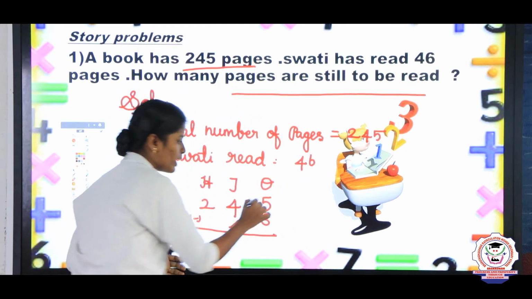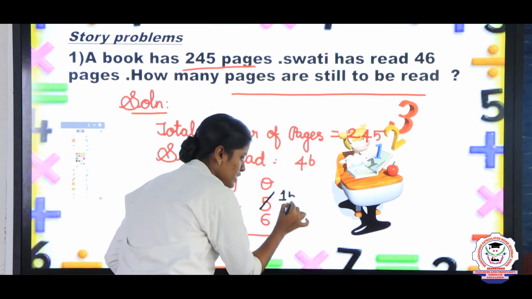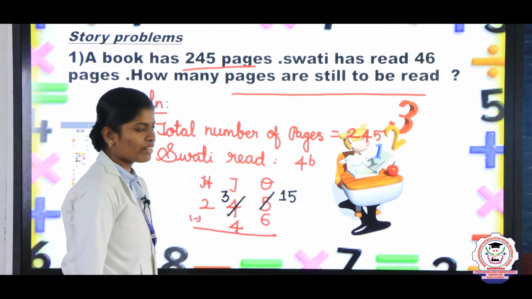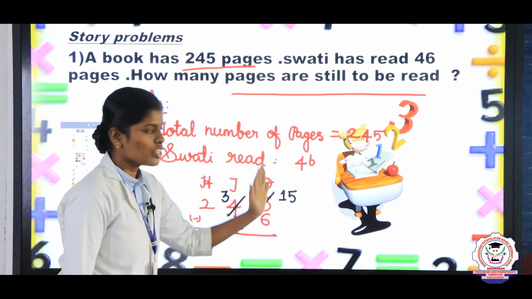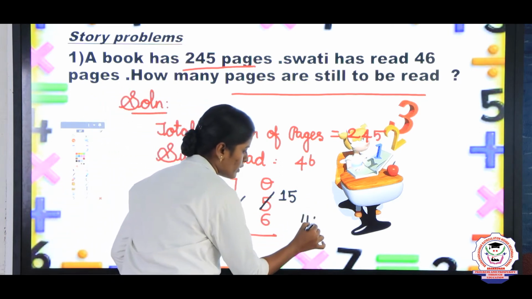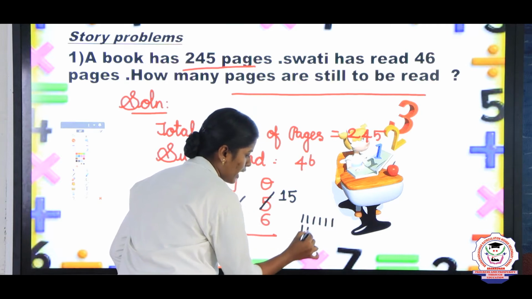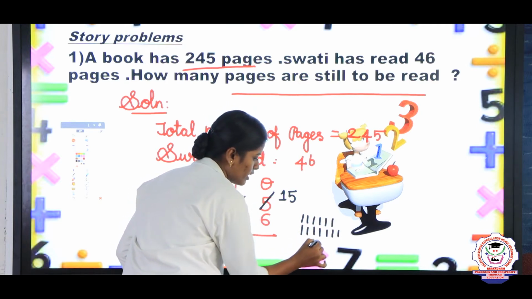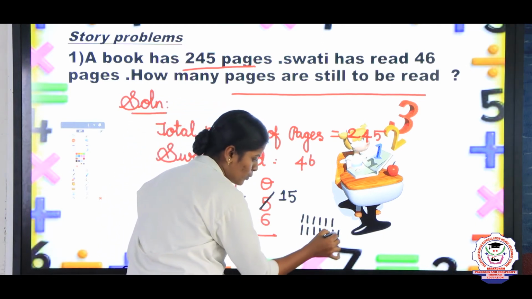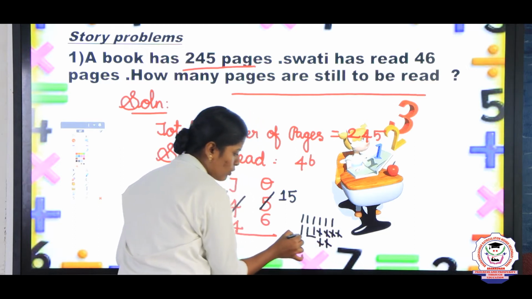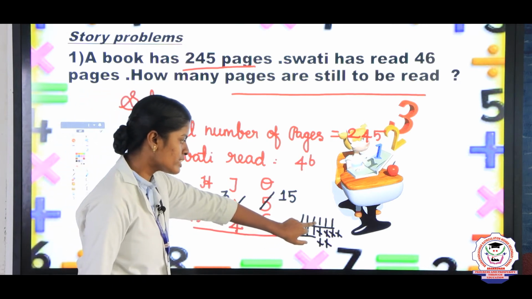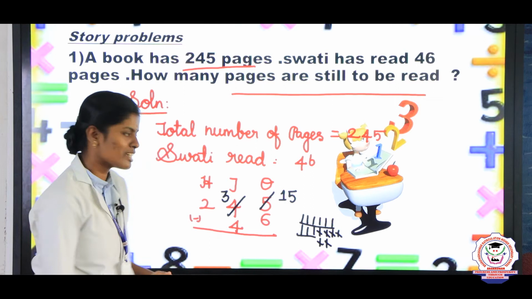So 5 ones will change into 15 ones, and then 4 tens will change into 3 tens. Now subtract 15 minus 6. Just put 15 lines and strike out 6 lines. Put 1, 2, 3, 4, 5, 6, 7, 8, 9, 10, 11, 12, 13, 14, 15. And strike out how many lines? 6 lines. 1, 2, 3, 4, 5, 6. Now count. Remaining how many lines are there? 1, 2, 3, 4, 5, 6, 7, 8, 9. So the answer is 9.